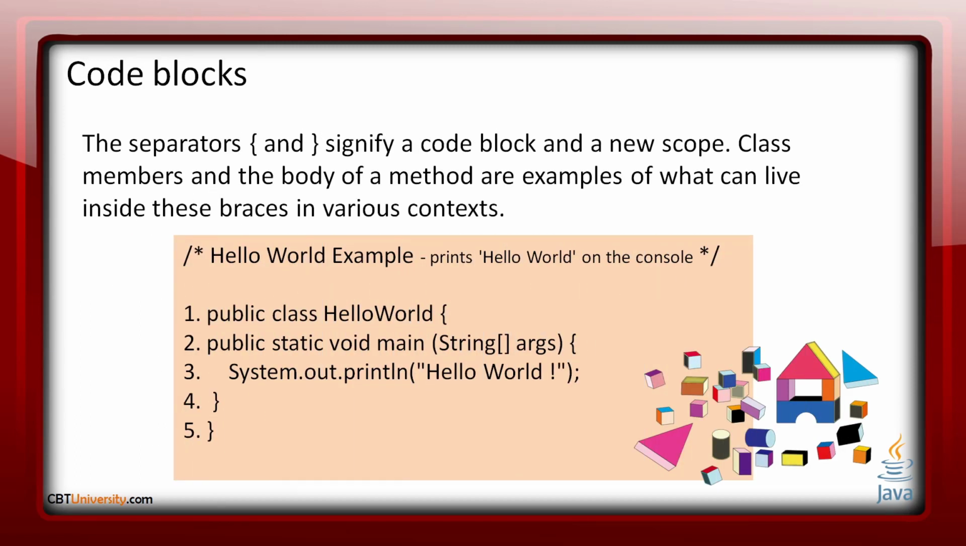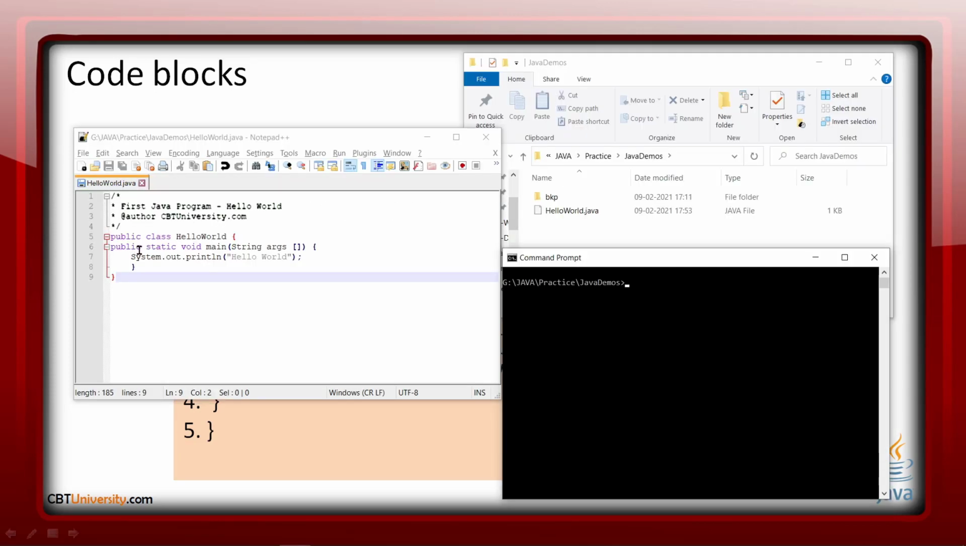Every program contains blocks of code. They are identified and separated with curly brackets. The code inside signifies a code block, and it has a defined meaning. This is our first Java program, Hello World.